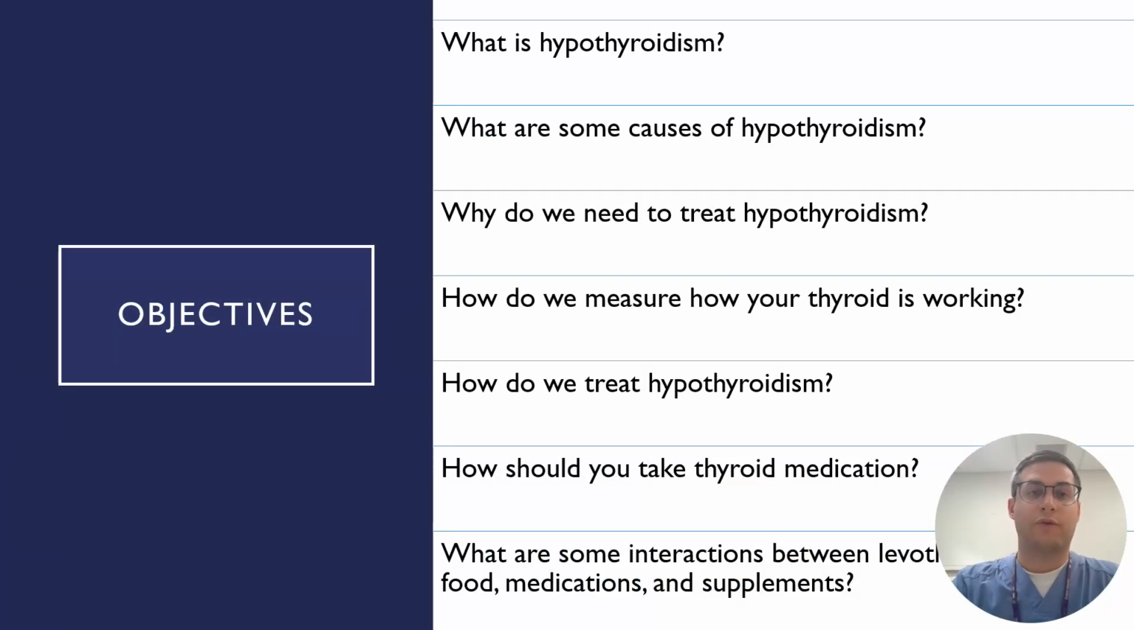Some of the objectives for today's presentation will be learning about what is hypothyroidism, what are some causes of hypothyroidism, why do we need to treat hypothyroidism, how do we measure how your thyroid is working, how do we treat hypothyroidism, how should you take thyroid medication, and lastly, learning about some of the interactions between levothyroxine, which is a thyroid medication, food, other medications, and supplements with this medication.